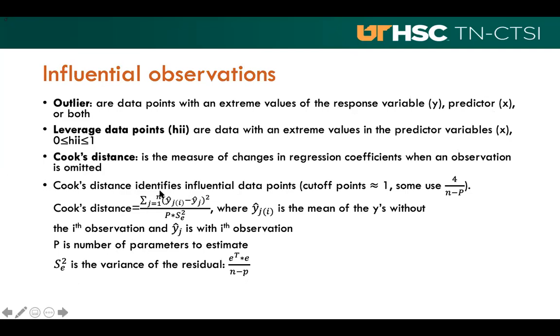So the Cook's distance is given by this formula, which is the sum from j equals 1 to the sample size of the predicted Y when the ith observation is dropped, minus the predicted Y when that observation is retained, squared, divided by the number of parameters that are estimated times the variance of the residuals, which is given down here.